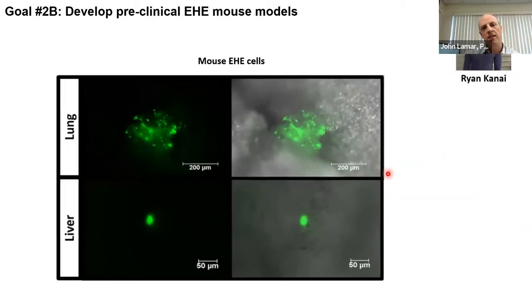And so we've only just begun this study now. We've injected the first cohort of mice. And so just to see how things were going, we took 2 mice at a very early time point just to see if the tumors were forming.